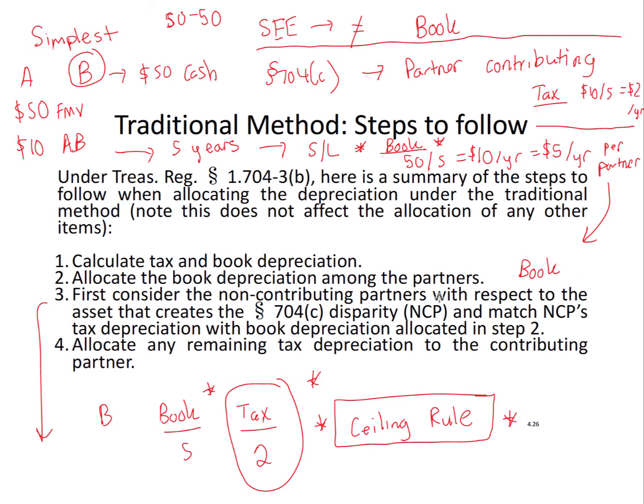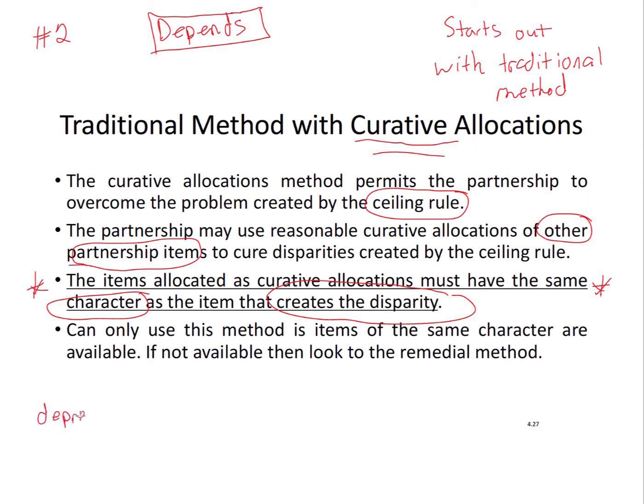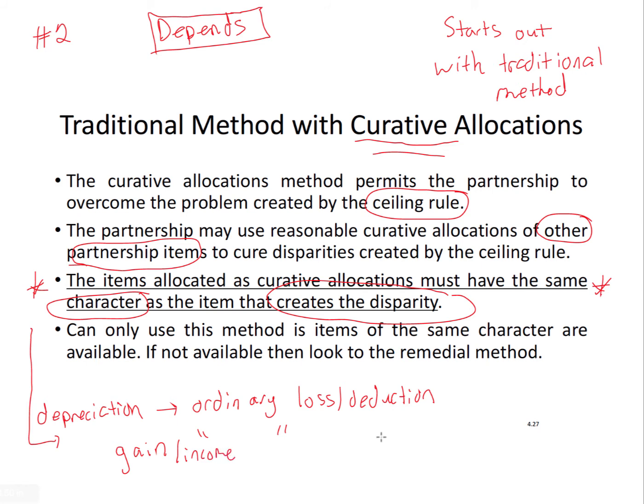Well, if you remember your basic rules of federal income tax, depreciation is considered ordinary. Depreciation is considered ordinary in nature. It's an ordinary character item. So you have to find something that's considered ordinary that's a gain. Depreciation is considered an ordinary loss deduction, right? If you're going to do this with respect to depreciation, you have to find character that's the same. So it has to be also ordinary. We have to have some gain or income to offset. That's the idea. So you can only use this method if items of the same character are available. If not, look to the remedial method if you're trying to cure the situation.